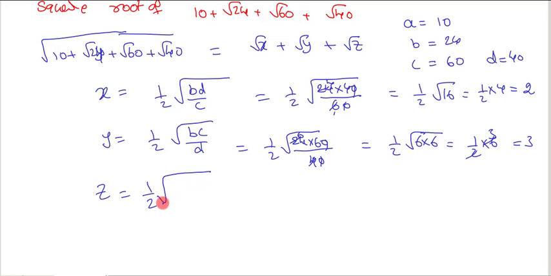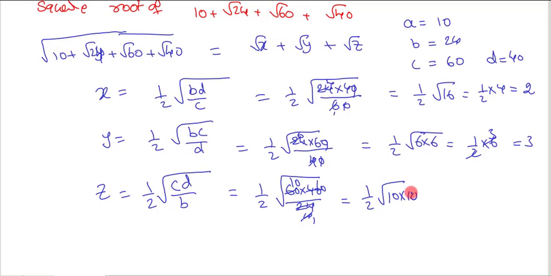And the z value, by using this formula, is under root of 1 by 2 into under root of c into d by b. Then we can represent it as 1 by 2 into c is 60, d is 40, by b is 24. Now 6 fours are 24, 6 tens are 60, 4 tens are 40. That means 1 by 2 into under root of 10 into 10, which is equal to 1 by 2 into 10. You are going to get 5. So you got the x value as 2, y value as 3, z value as 5.